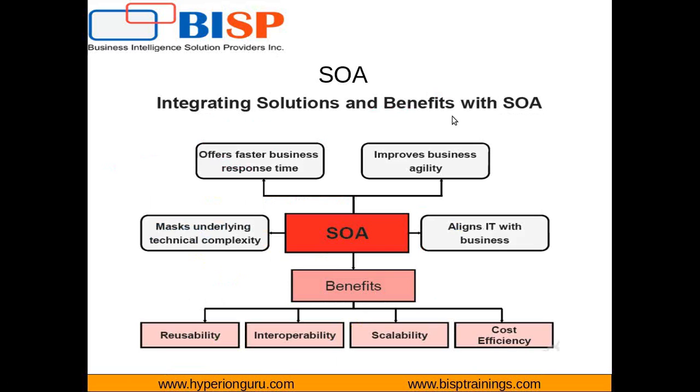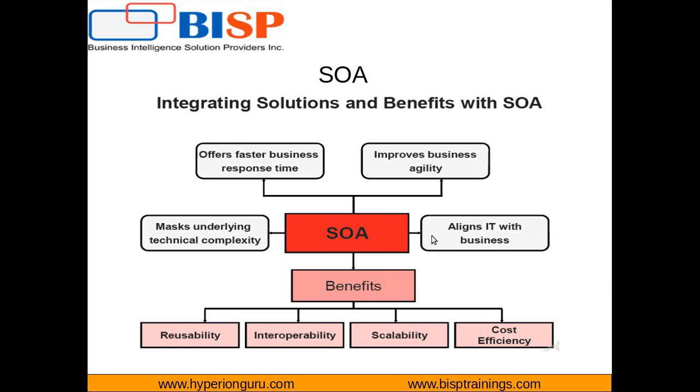Now, what are the benefits that we get if we adopt SOA, the service-oriented architecture? First of all, it masks the underlying technical complexity. You do not know how complex your implementation for a service is. As per our example, if we just say get customer, we don't know the type of implementation, or what checks it is doing before it returns customer details to us. So we do not know the complexity.